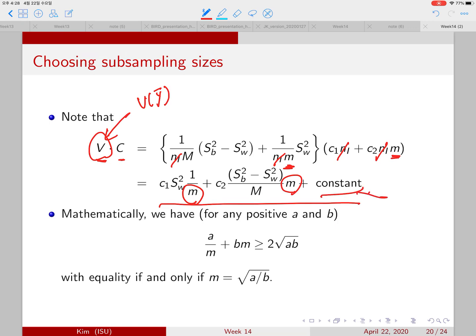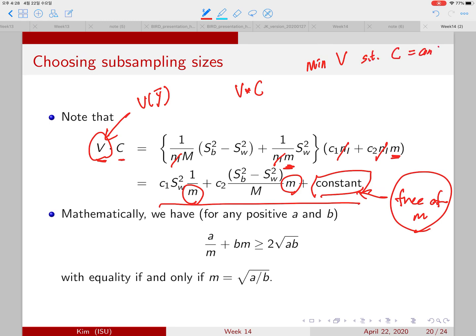Okay, the constant means that it is free of M. We are interested in finding M, so we don't really care about this constant. So how can we find the optimal M that minimizes this variance times C? Why is it okay? Because the problem is to minimize variance subject to C constant, and that's the same as minimizing variance times C subject to a constant. So it doesn't matter.